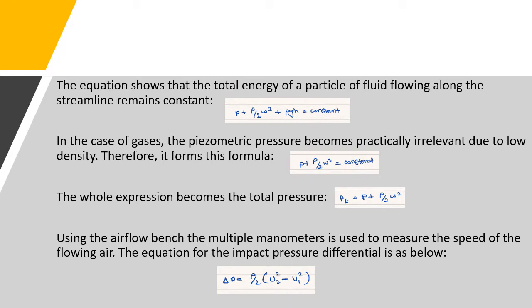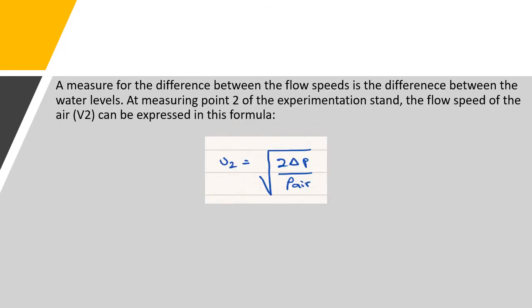Using the airflow bench, the multiple manometers are used to measure the speed of the flowing air. The equation for impact pressure differential is as below. A measure for the difference between the flow speeds is the difference between the water levels. At measuring point 2 of the experimentation stand, the flow speed of the air, which is V2, can be expressed in this formula.